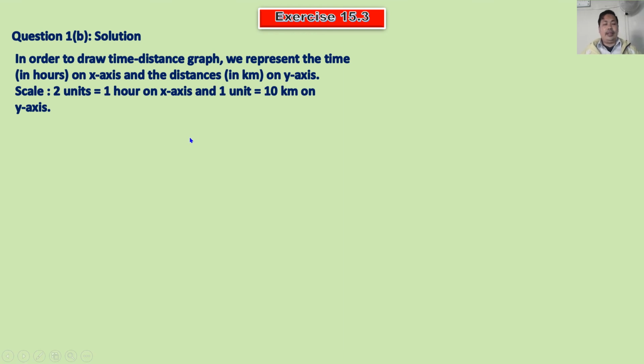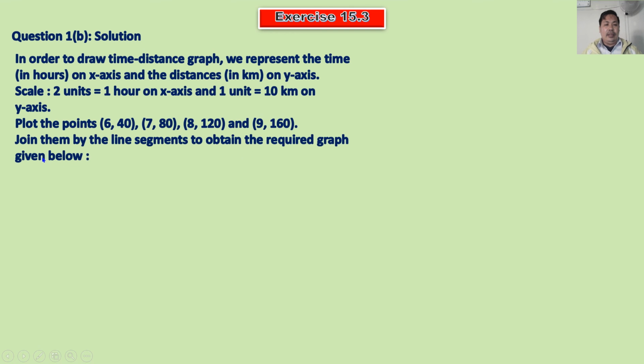Okay, and then you plot the points on the graph. That is, the coordinates are (6, 40), (7, 80), (8, 120) and (9, 160). Okay, and then you have to join the plotted points on the graph with line segments, and you'll obtain the graph.